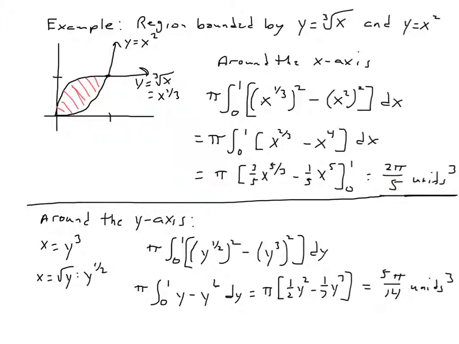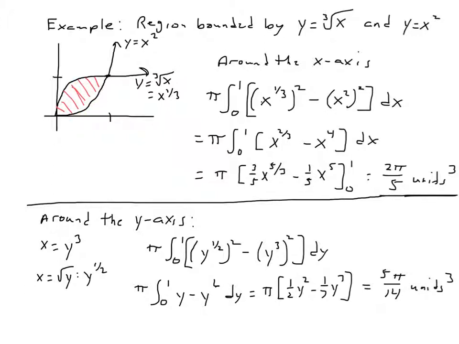Now what I'm going to do is take this region and rotate it around the y-axis. The first thing I have to do is write these equations as x equals. So y equals the cube root of x means that x is equal to y cubed, and y equals x squared becomes x equals the square root of y, which I know is y to the 1/2 power.